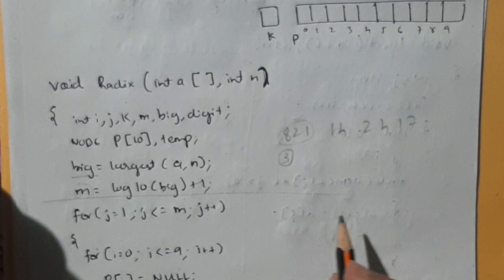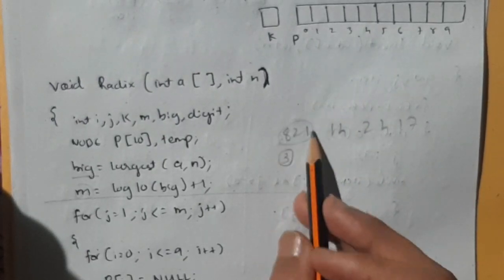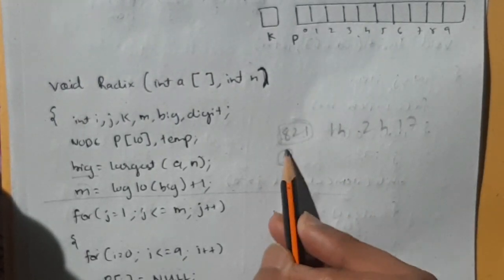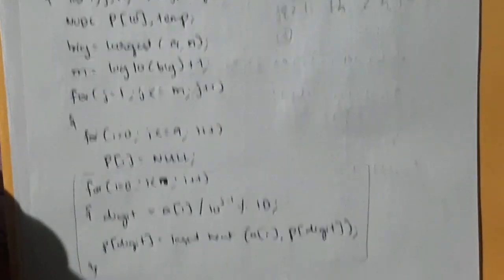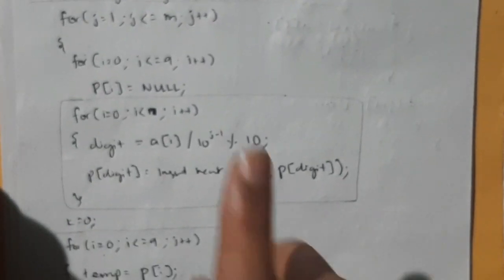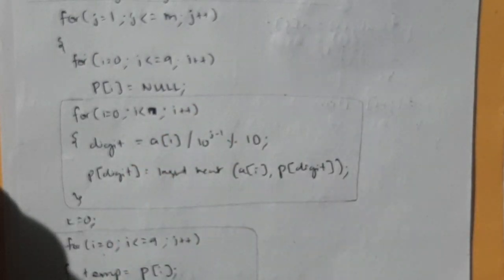Okay, suppose we have some numbers in which the largest one is 821, and the number of digits the largest one has is 3. Now you need to remember two things here. This loop, just focus on this one, the whole code is here.